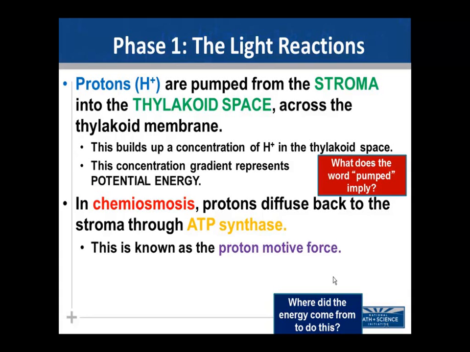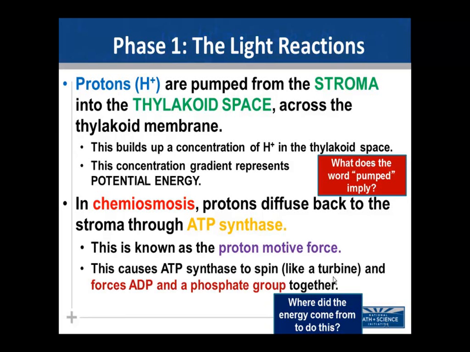So the protons are moving, right? That's just where they get their energy from. And as they move through the molecule of the ATP synthase, you can think of it kind of like a water wheel or one of those revolving doors that they have at some office buildings or things.